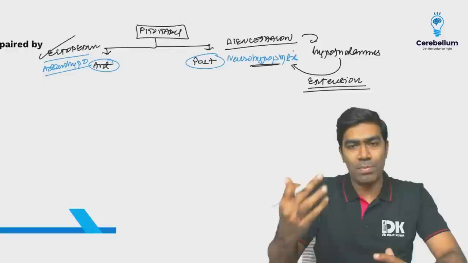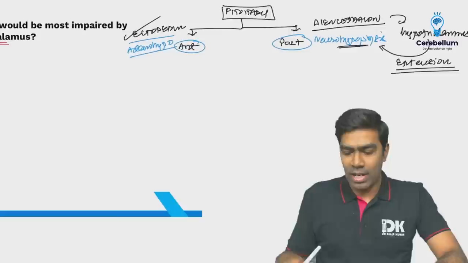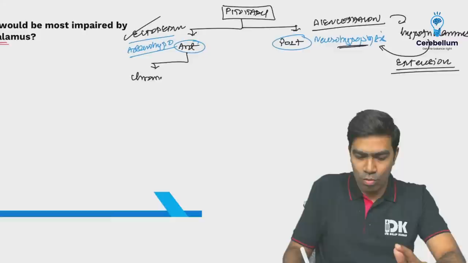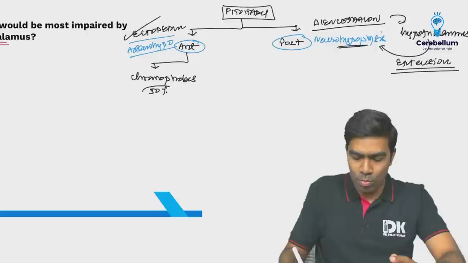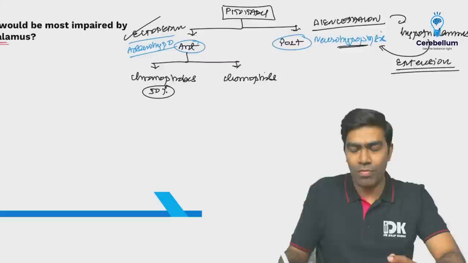That is posterior pituitary. Now, what are the cells of anterior pituitary? In the anterior pituitary, you have two types of cells. One is called chromophobes. 50% of the cells are going to be chromophobes, and the remaining 50% of the cells are chromophiles.